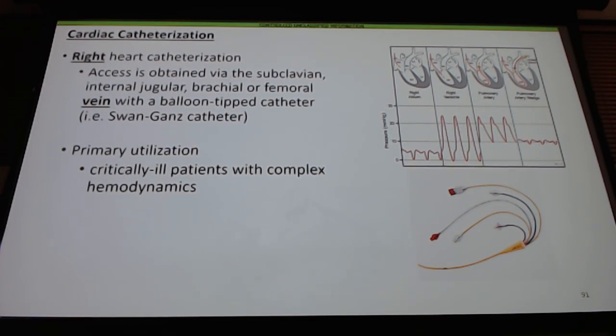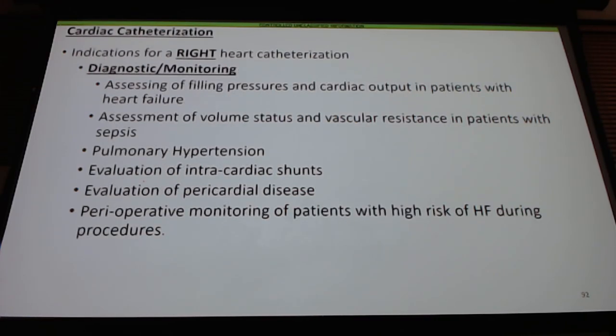Then we talk about right heart cath, and to get access to the right side, we need to go through a vein. And typically we think of right heart catheterization as a monitoring kind of procedure. So it allows us to monitor different variables in order to take care of our patients, especially critically ill patients. And there's lots of things from a diagnostic monitoring standpoint that we can get with a right heart cath.